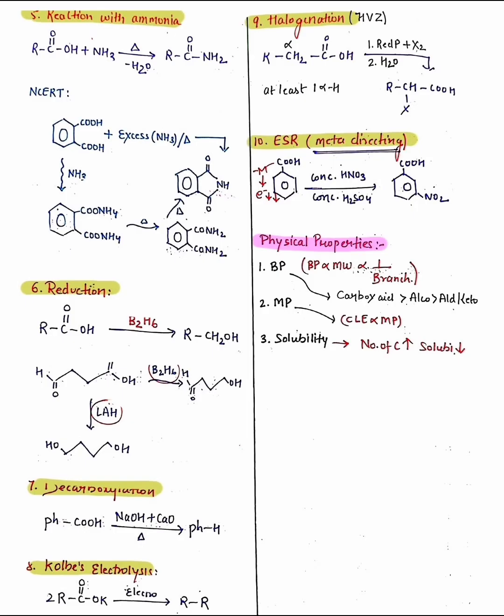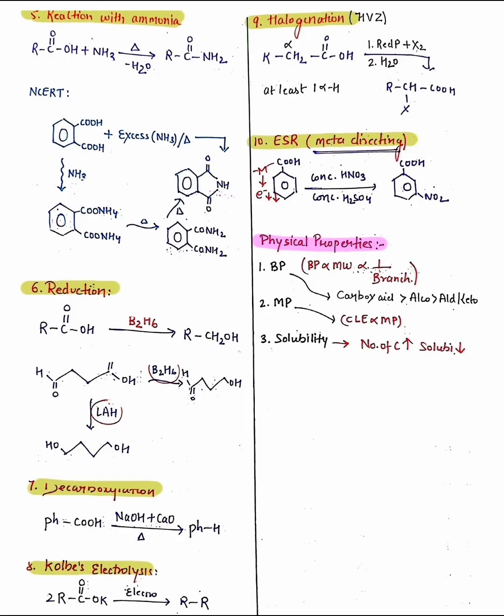Next, physical properties of carboxylic acid. There are three physical properties. First physical property is boiling point. The boiling point of carboxylic acid is directly proportional to its molecular weight and inversely proportional to branching. Means the boiling point of a branched carboxylic acid is lower than that of the straight chain one.